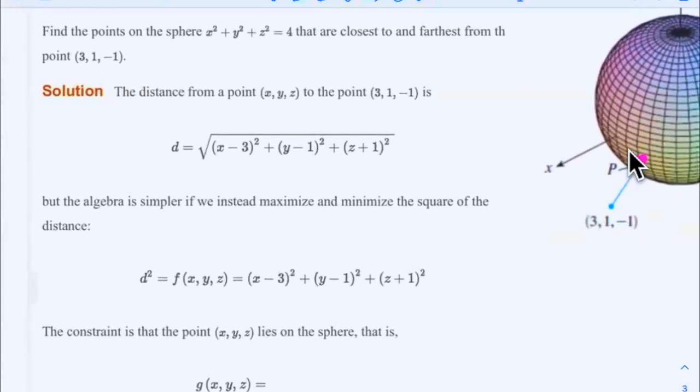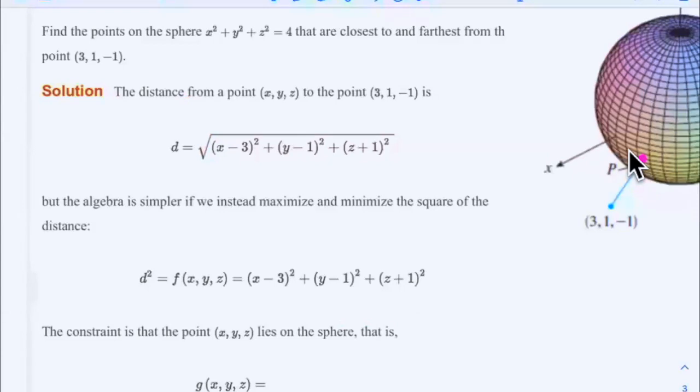And we argue that if the d squared here is maximized or minimized, then d will be maximized or minimized, right? The bigger the d squared, the bigger the d, when d is positive. So instead of maximizing or minimizing this d, we can maximize or minimize the d squared.